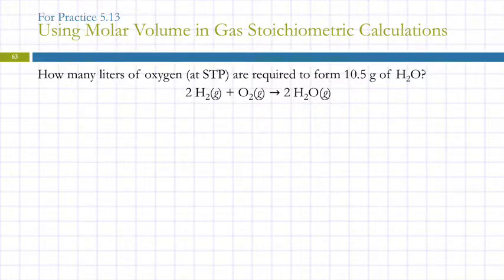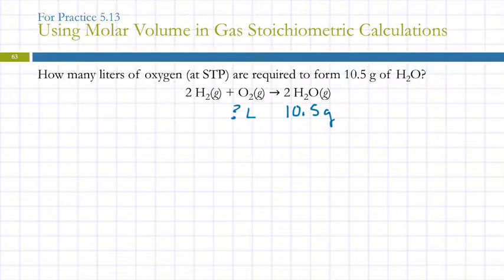Let's do another one. How many liters of oxygen at STP are required to form 10.5 grams of water? And we're given a chemical equation. This is stoichiometry again, not just because it says so in the title, but we've got oxygen and water, 2 different substances. That's a clue that stoichiometry is involved. Well, we've got 10.5 grams of water, so let's write that under the balanced chemical equation here. 10.5 grams of that. Then let's look at the question, how many liters of oxygen? So question mark, liters.